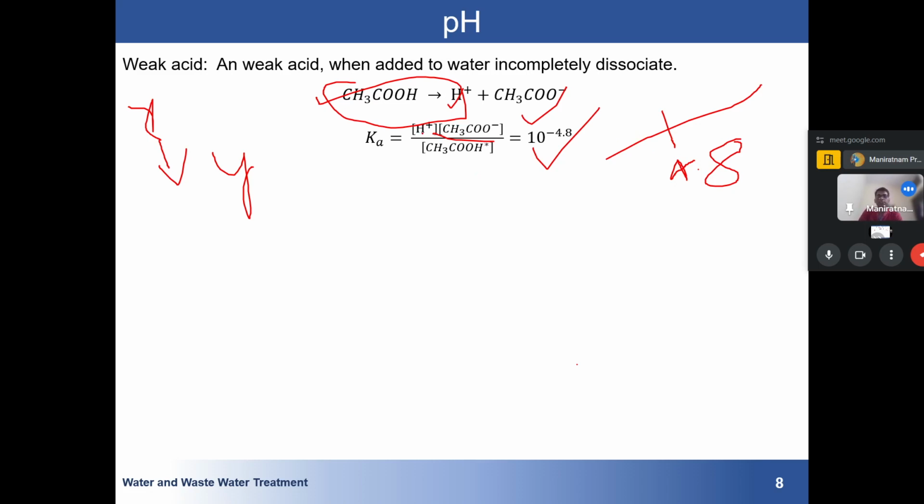pH is 4 means 10 to power minus 4, and this will go this side. So the overall quantity will be less than 1. If this is less than 1, this quantity is dominant. So before this pH, CH3COOH, that means acetic acid, is dominant, but after this pH, the acetate ions will be dominant.